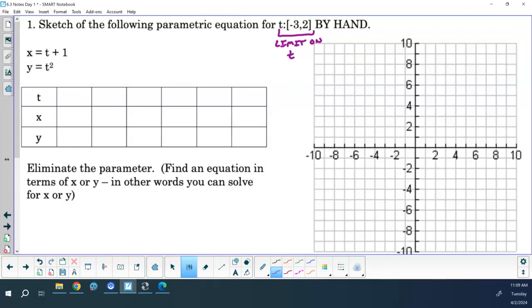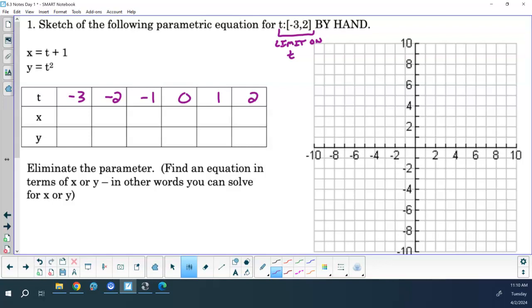So I would start in filling in, if we're doing this by hand, which in this case we are, we would have T values starting at negative 3, then we'd go to negative 2, negative 1, 0, 1, and 2. And that's it. We're taking this big function, and we're just looking at a little snapshot of it.